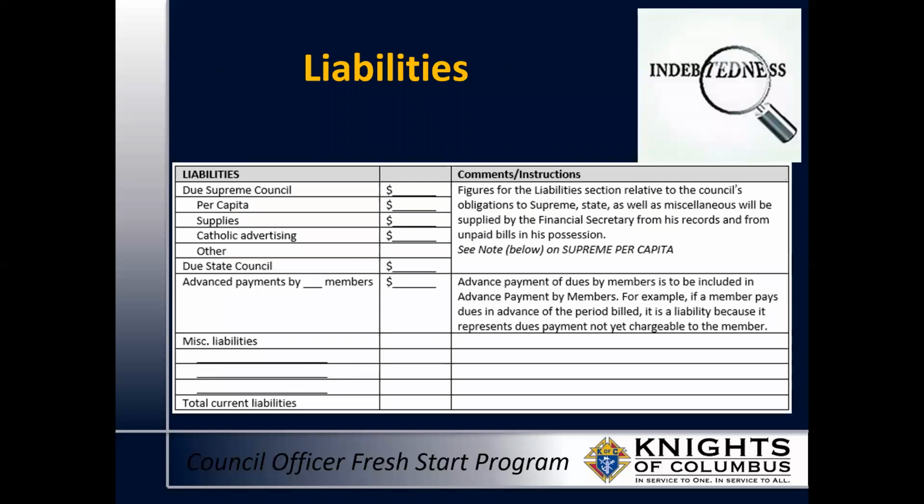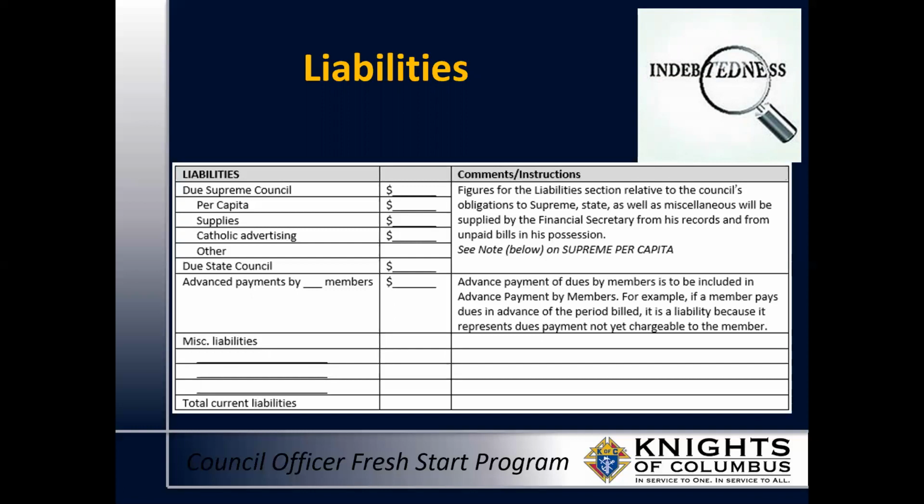On the other side are your liabilities, and there you have Due Supreme Council. Sometimes this is mistaken. For instance, we get our per capita bill from Supreme twice a year. Let's say we had the one in December, and we get the bill January 1st. This audit is not due until February 15th.